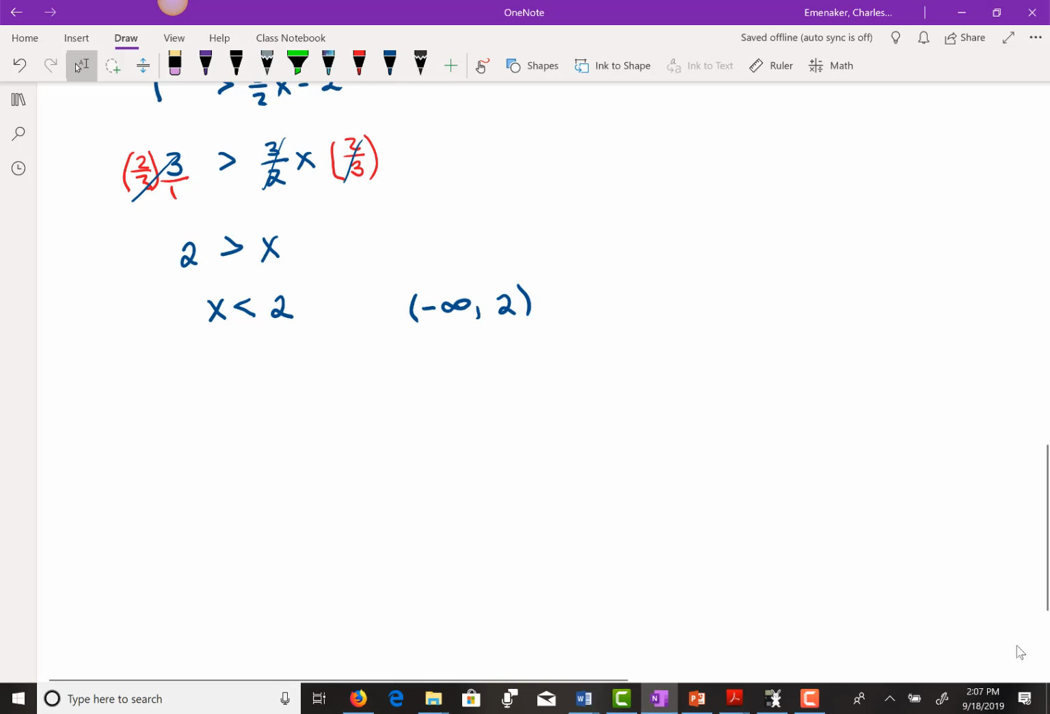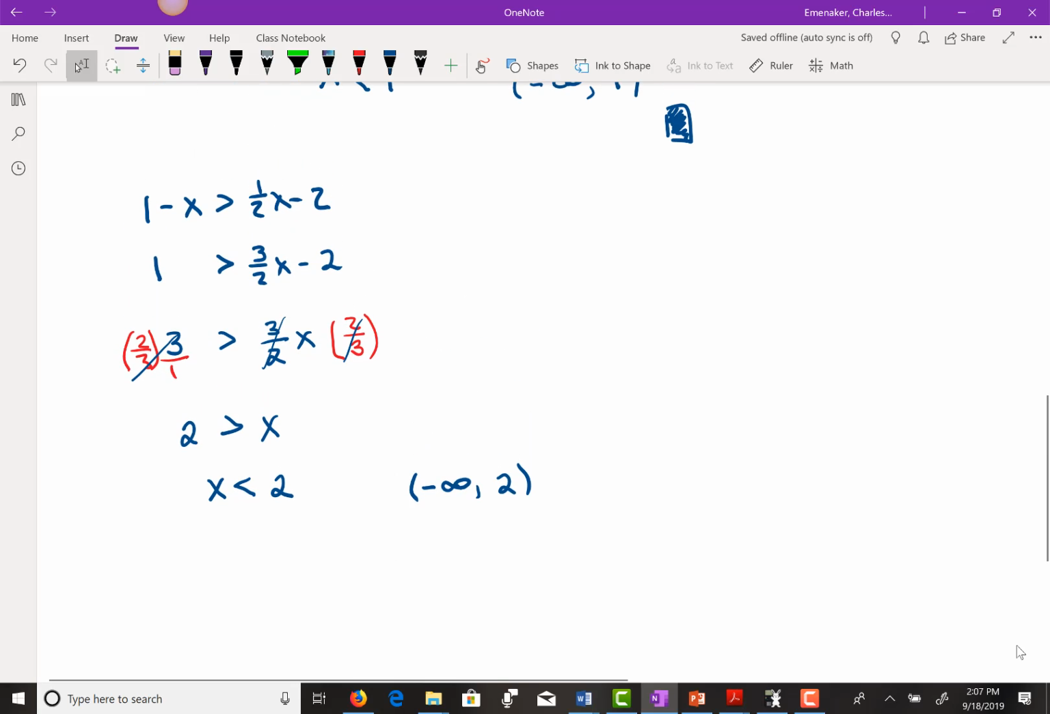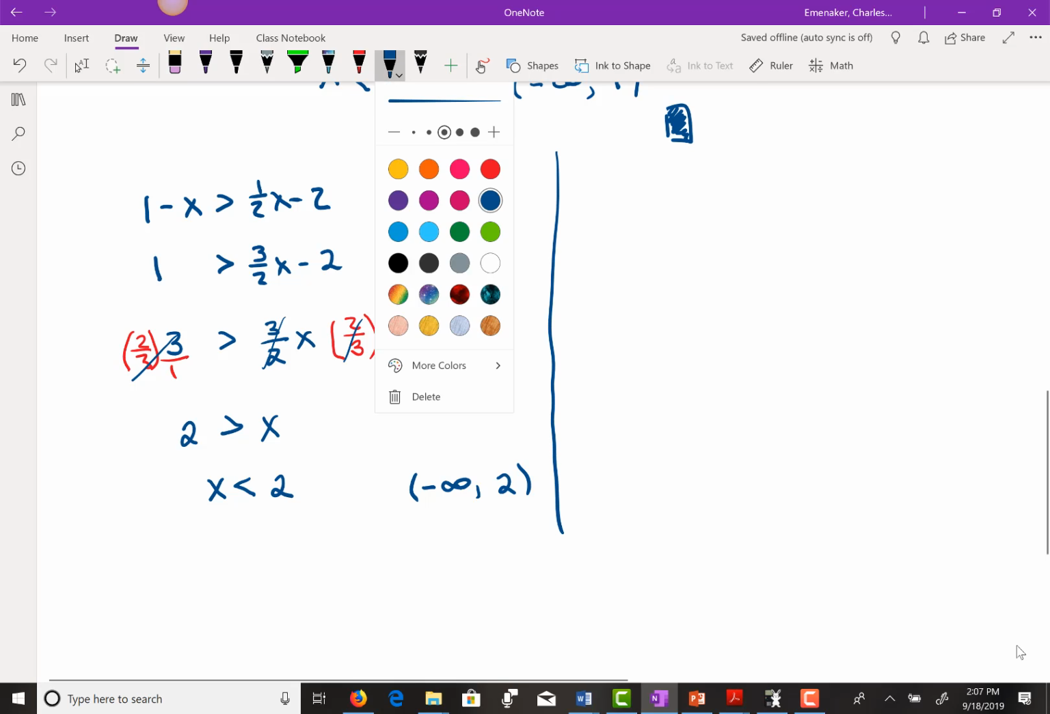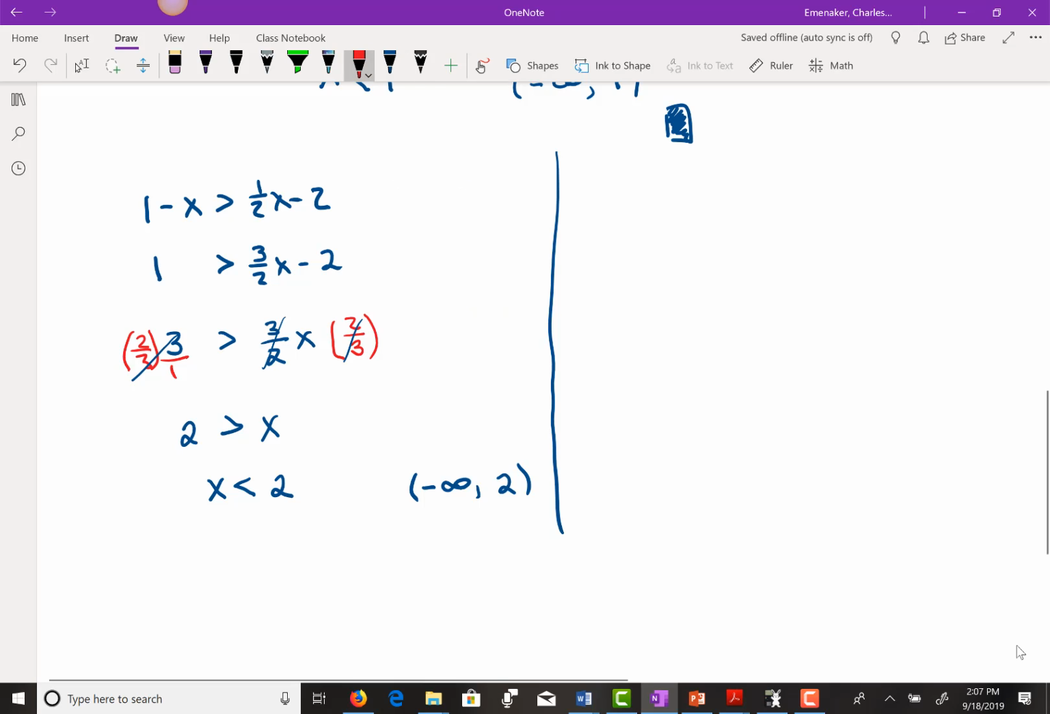Now, another way to solve this, and let's just go with this, is at this stage right here, we have the 1 is greater than 3/2 x minus 2. If I move the 1 to the right-hand side, that's kind of weird. I'm going to get 0 is greater than 3/2 x minus 3.